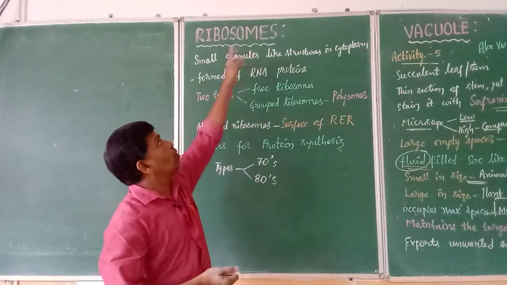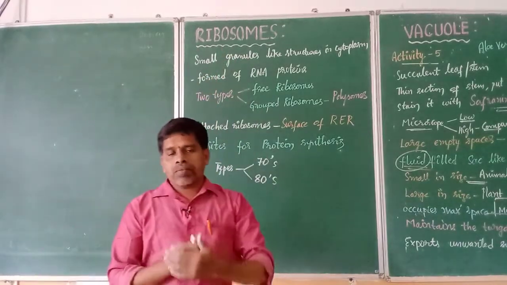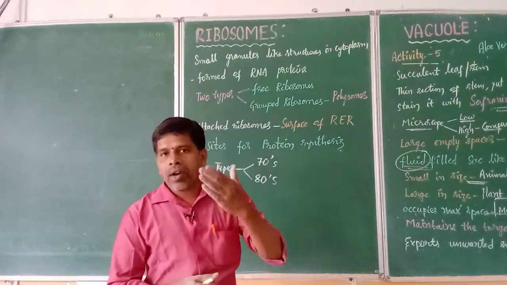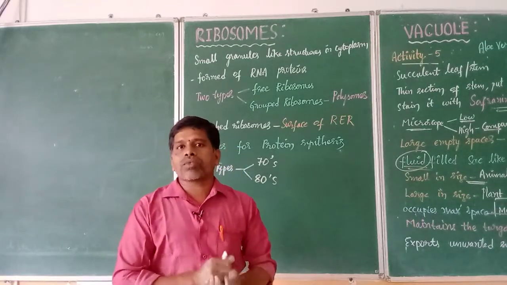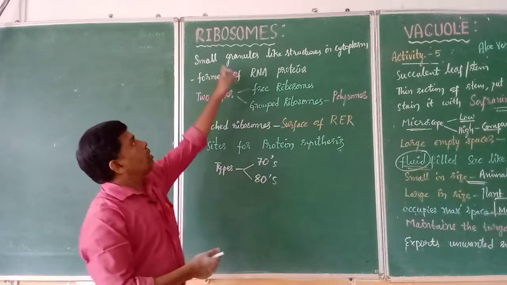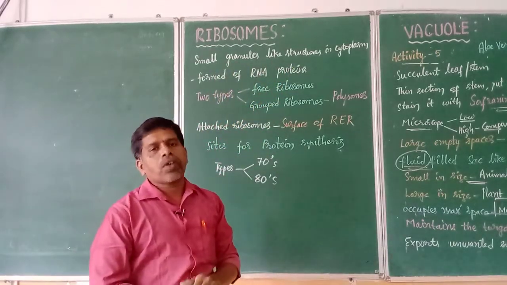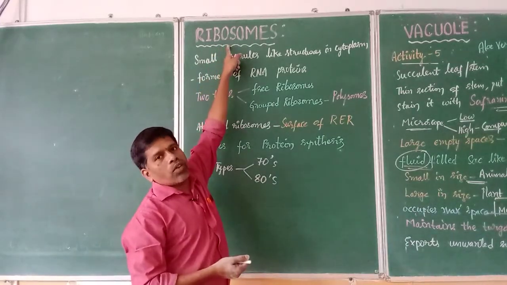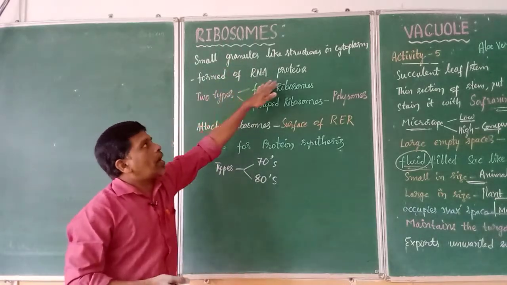Now moving to one more cell organelle, ribosomes. Yesterday we saw minute, tiny particles scattered in the cytoplasm called lysosomes, and we gave them the name suicidal bags of the cell. Like that, we have small granule-like structures present in the cytoplasm. What are these? These are called ribosomes. What do we call them? Ribosomes. They are formed of RNA and proteins.